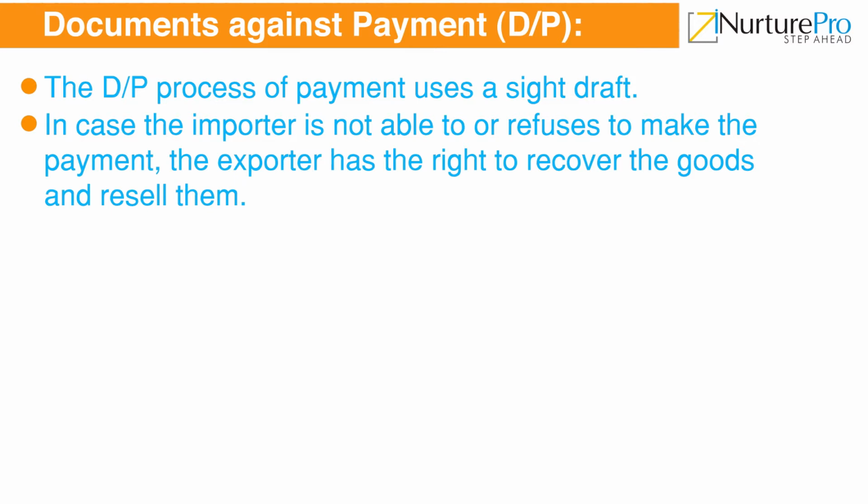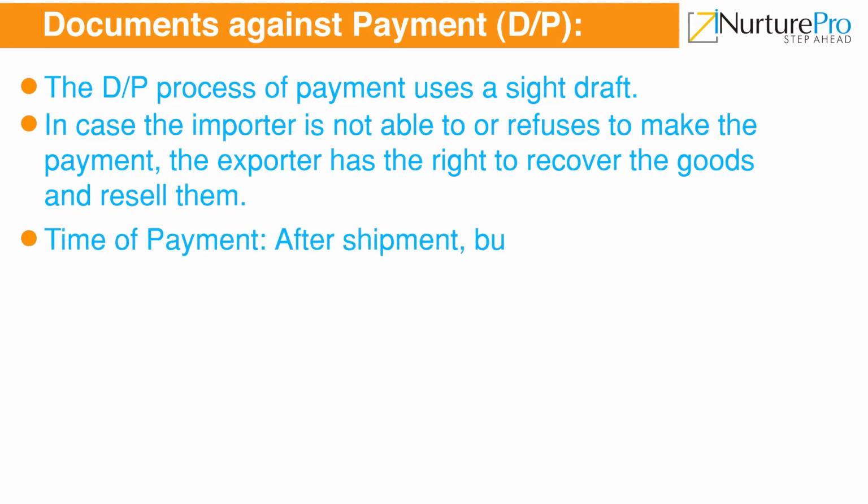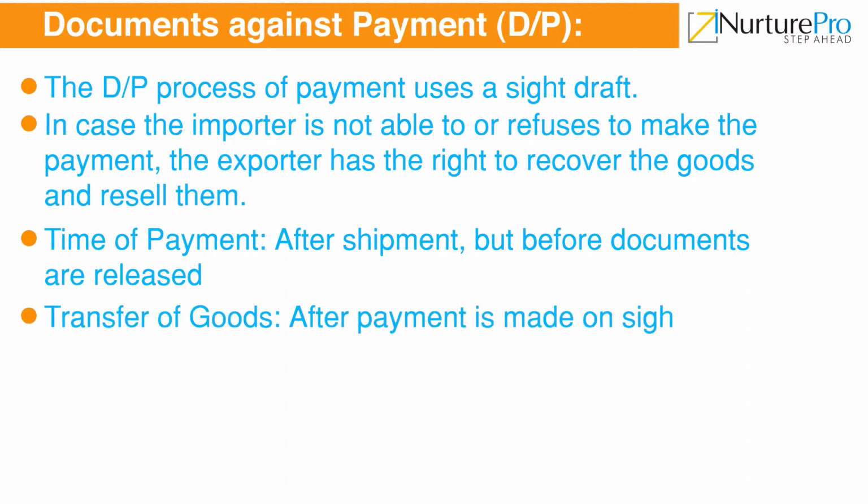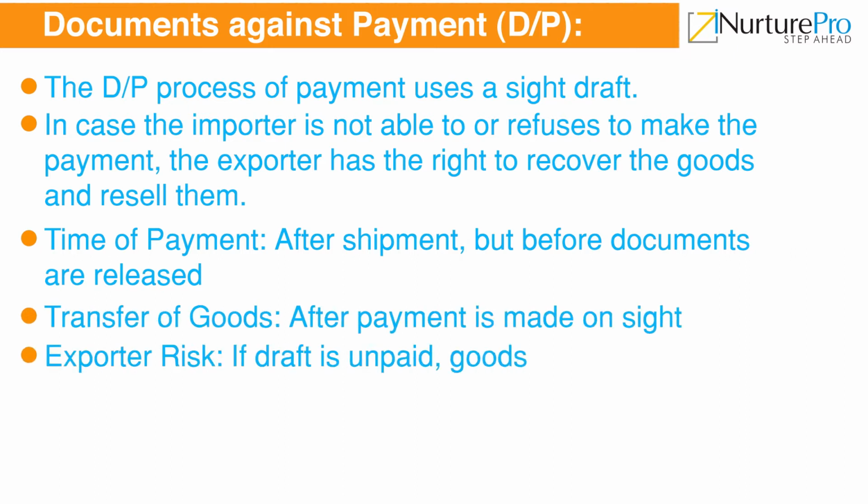When the exporter ships its goods, it is generally unreasonable and expensive to ship them back. In such cases, the exporter is compelled to sell the goods in the original country of destination at a heavy discount and suffers loss consequently. Time of payment: after shipment but before documents are released. Transfer of goods after payment is made on sight. Exporter's risk: if draft is unpaid, goods may need to be disposed.